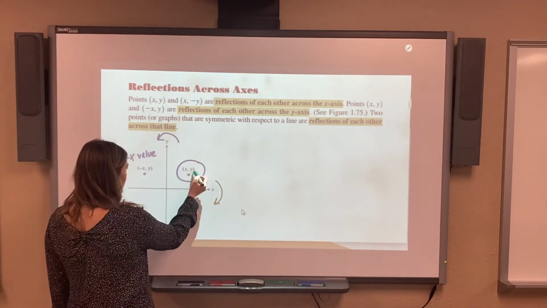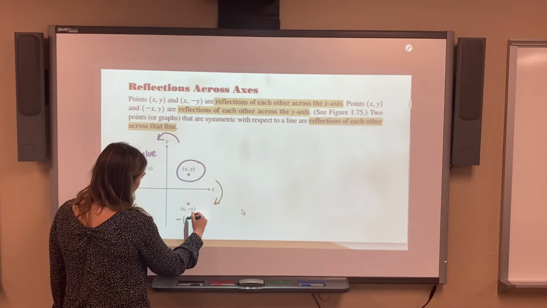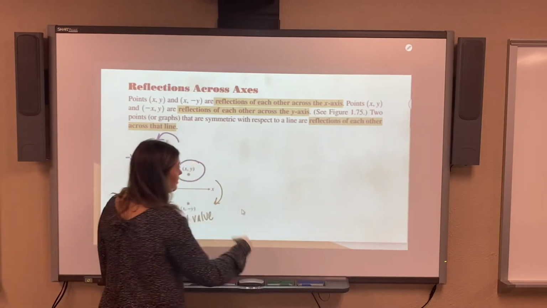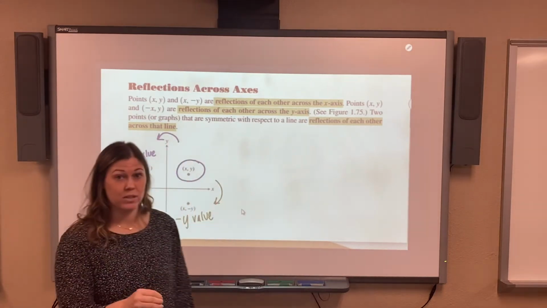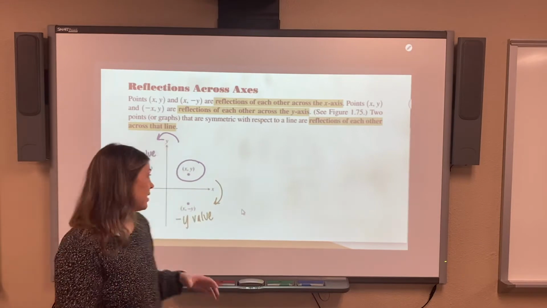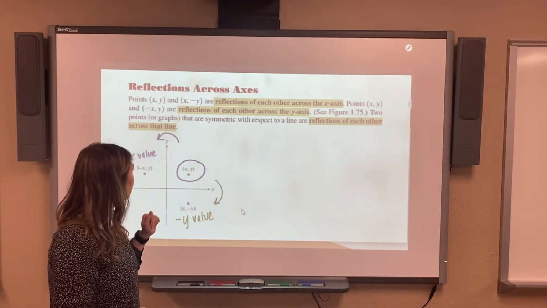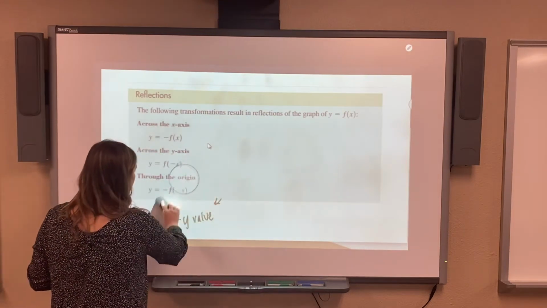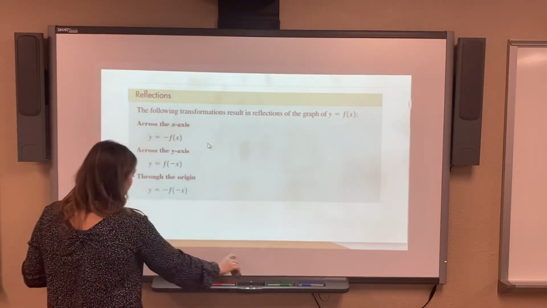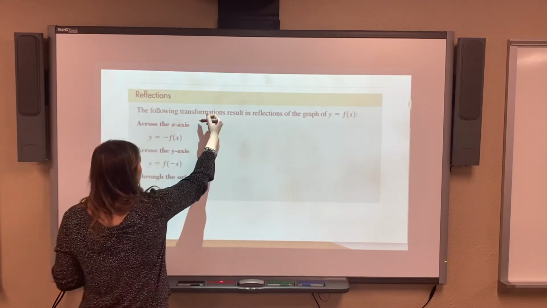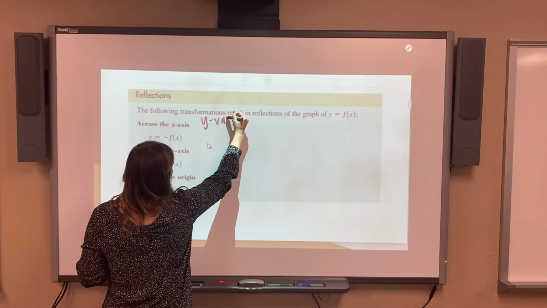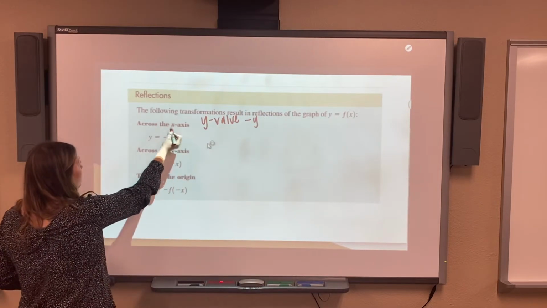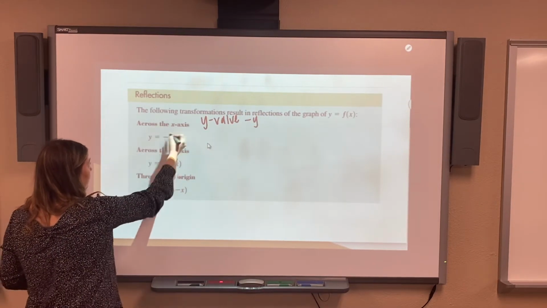And so if you look here, our y value is negative, a negative y value. This is like if you have a function and then right after the equal sign, there's a negative, that means it's going to be a reflection over the x-axis. Okay, and so let's look at, again, here's some reflections. So if we wanted to do a reflection across the x-axis, this means our y value is negative. And so right off the bat, we have y equals the negative y value.